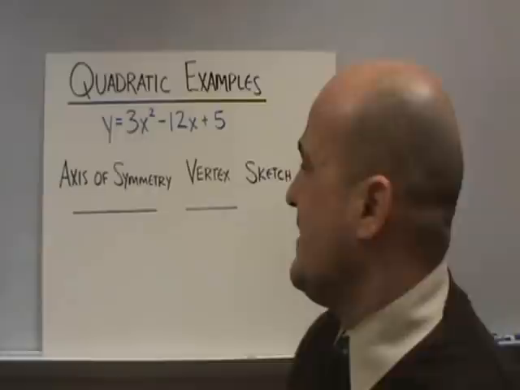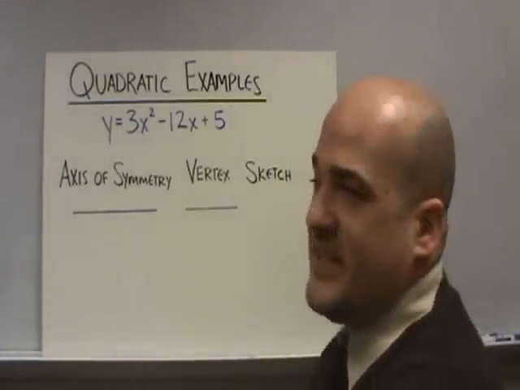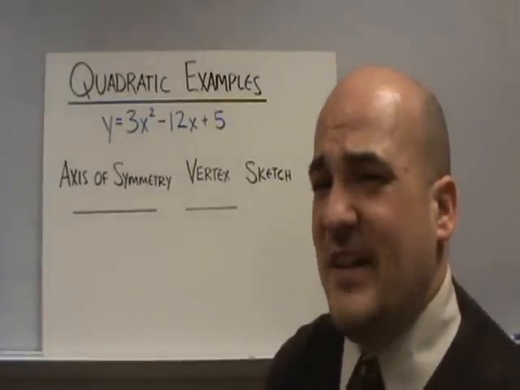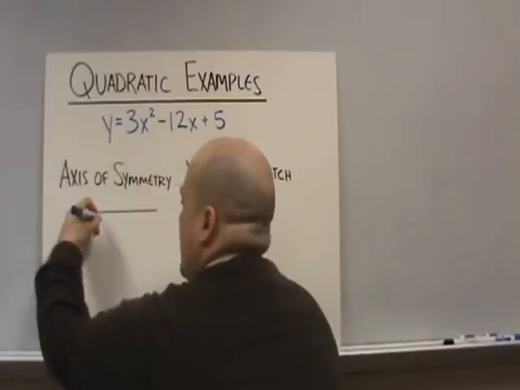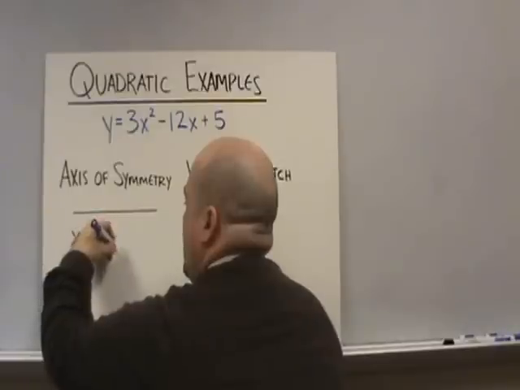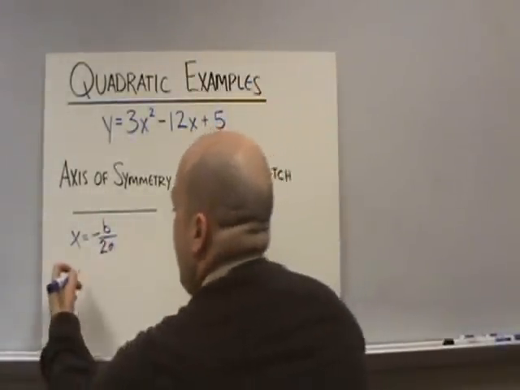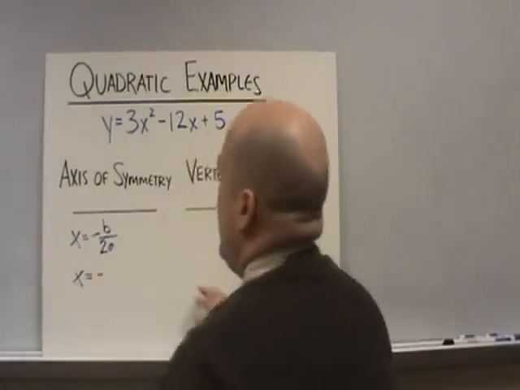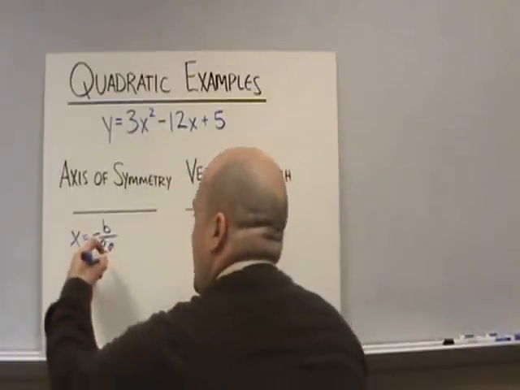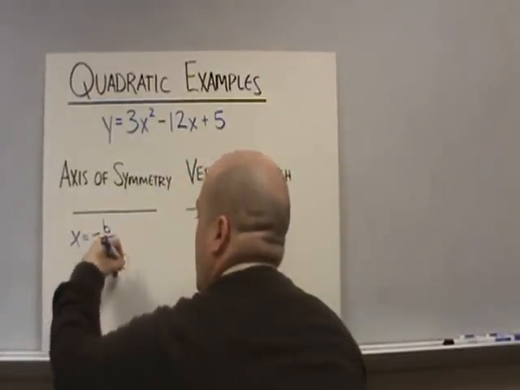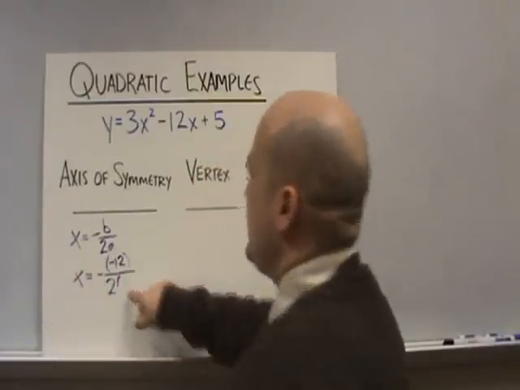Again, we're looking for the axis of symmetry, the vertex, and then a sketch of what this quadratic equation looks like. For the axis of symmetry, we use the same equation as we always use to find the equation of that line, and that equation is x equals negative b over 2a. We just find the values. The b value is this negative 12 here, so up on top, we're going to put negative 12. Across the bottom, we're going to have 2 times our a value, and in this case, our a is 3.